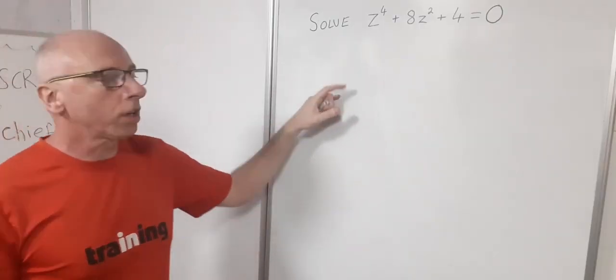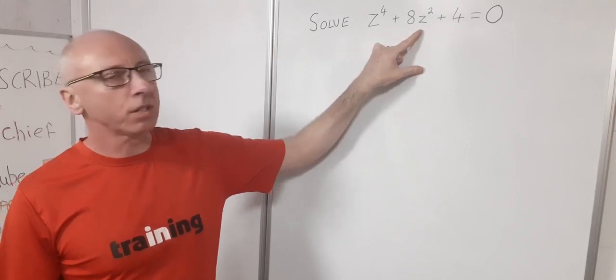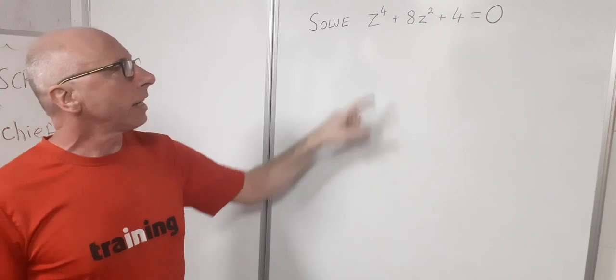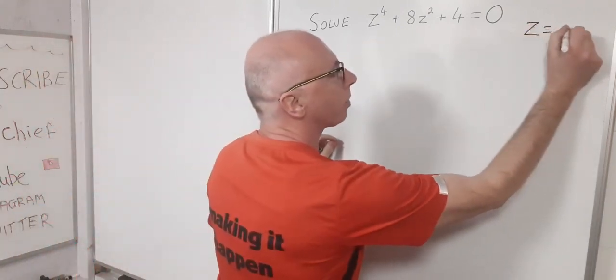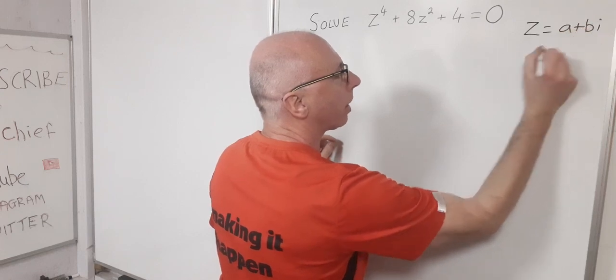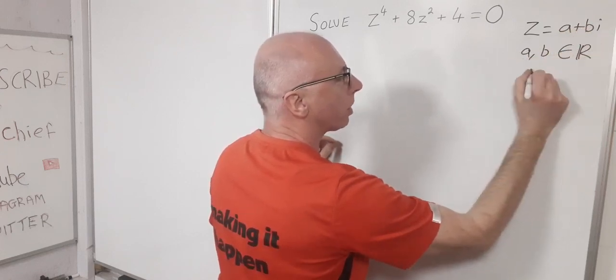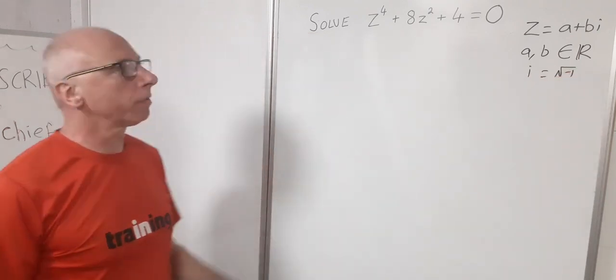So here we're going to try and solve this quartic equation: z to the power of 4 plus 8z squared plus 4 equals 0. Now z here is our complex number, so z equals a plus bi, where a and b are real numbers and i is our imaginary constant, the square root of minus 1.